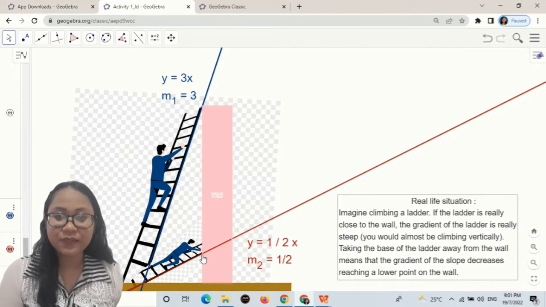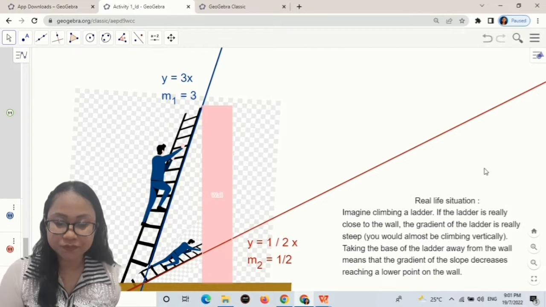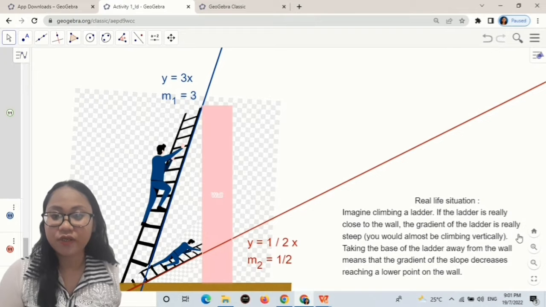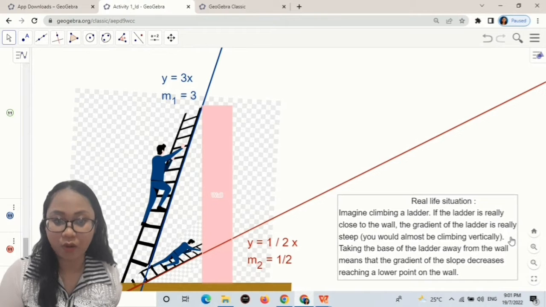In fact, the bigger the gradient, the steeper the line. As we can see here, a gradient of 3 generates a line that is much steeper than the gradient of 1/2. We can also relate this to real-life situations, such as climbing a ladder. If the ladder is really close to the wall, the gradient of the ladder is really steep. Taking the base of the ladder away from the wall means that the gradient of the slope decreases, reaching a lower point on the wall.